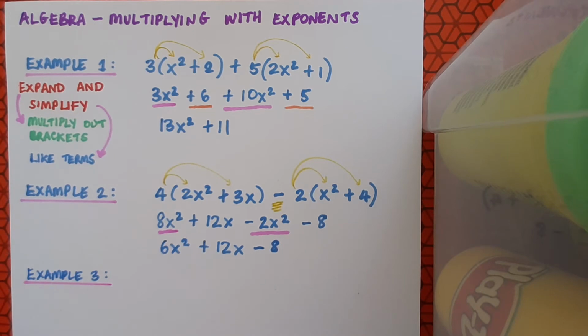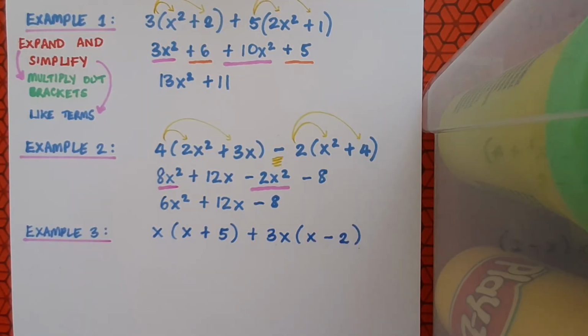So these two first examples have come into this video multiplying with exponents, really just to get us used to the idea of exponents existing in the expressions more than anything else. But from example 3 on now, we'll actually have to think about what happens when I multiply variables together and I have to deal with exponents as well. So here we have example 3. So I've got x multiplying by x plus 5 plus 3x multiplying by x minus 2. Same instruction still. I want to expand and simplify.